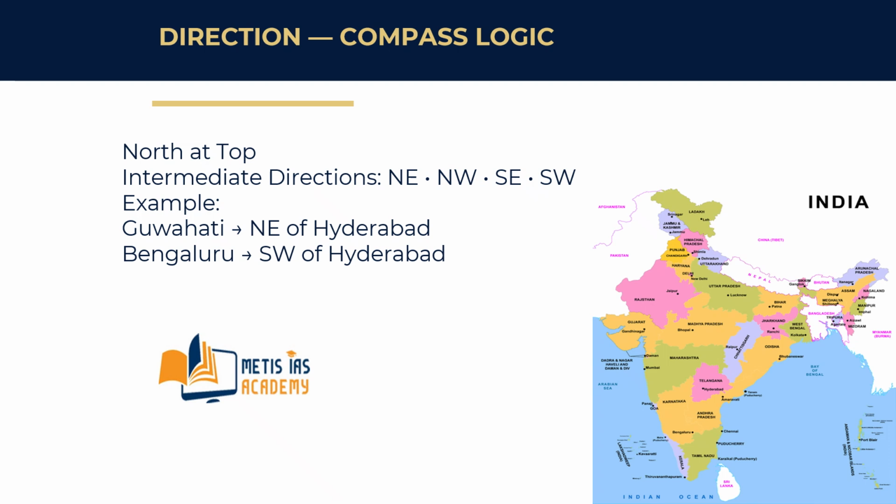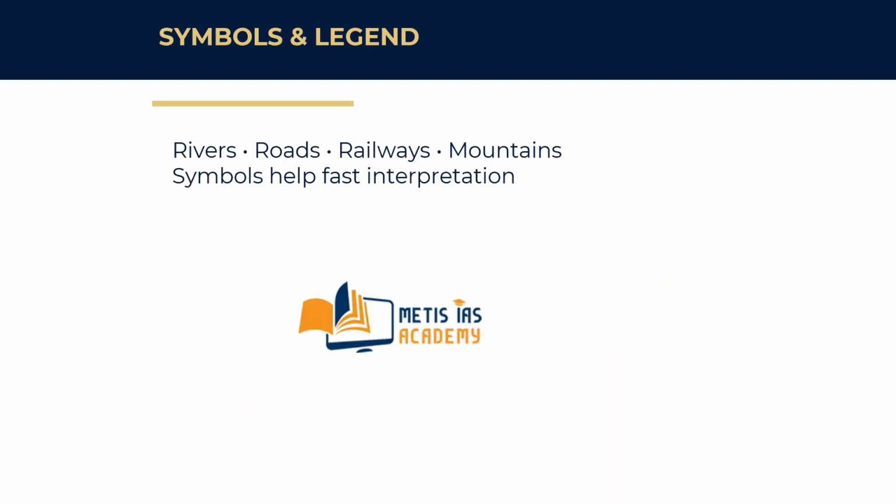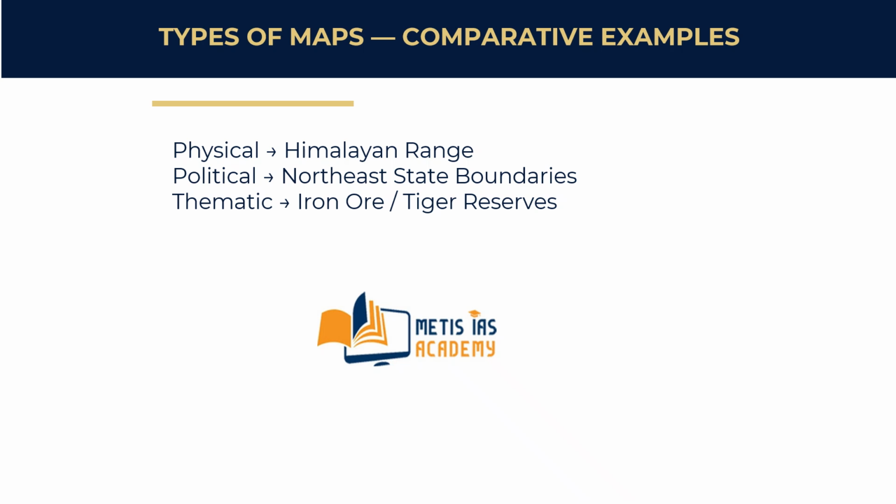Now let us understand types of maps. Physical maps show natural features. Political maps show boundaries. Thematic maps show one specific theme.